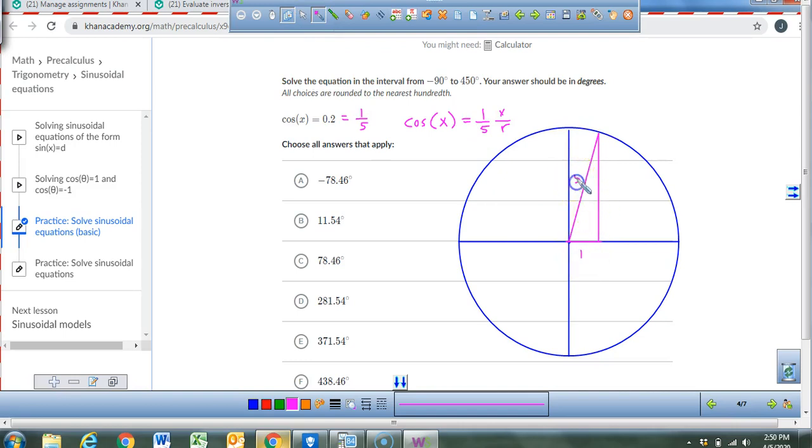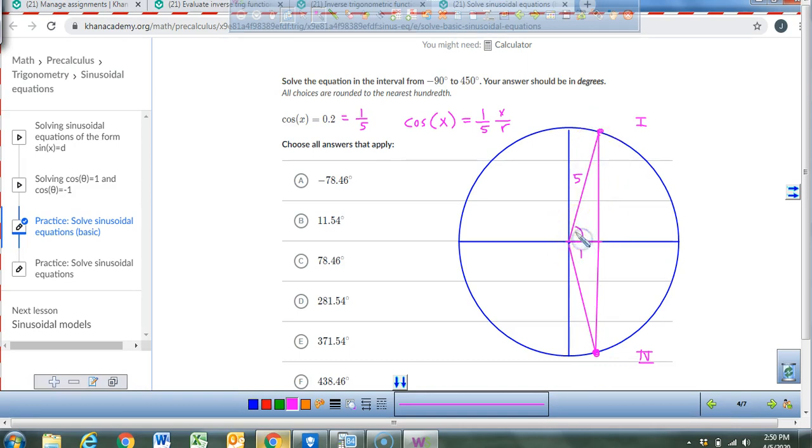1 being here, 5 being here. We could also create a triangle that goes down like this. So understand, x is positive in the first quadrant and also in the fourth quadrant. So these could be the two places that we could end up being from right here and right here.